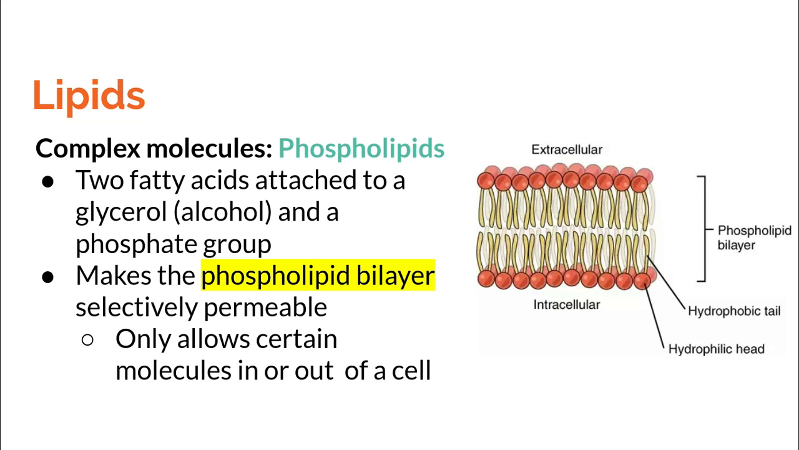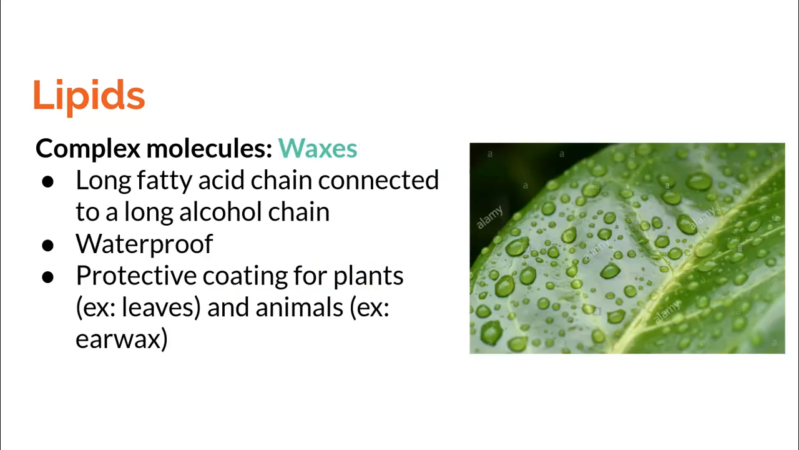And these phospholipids are made of 2 fatty acids attached to a glycerol and a phosphate group. So that's where that phospholipid's name comes from, that phosphate group. And again, this helps the bilayer to be selectively permeable, which means it lets some molecules in and out of the cell like water, but other molecules it does not allow in or out of the cell.